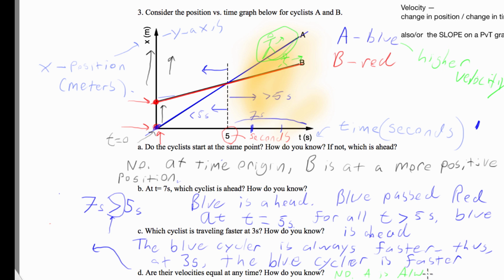And I really don't want to use faster. I'll say faster, fine. Fine, to the wind with convention. A is always faster. The common mistake here is you might say they're equal at 5 seconds. Now, there's something equal at 5 seconds, but it's not velocity. It's that they're in the same place at 5 seconds. So their position is the same at 5 seconds. So let's see if we're done with that question.